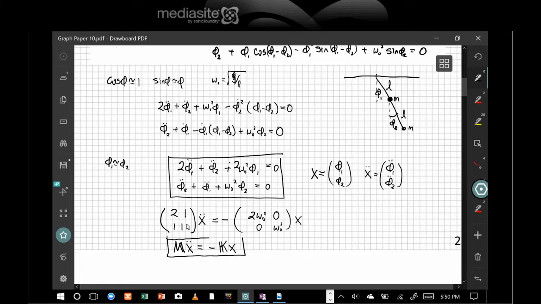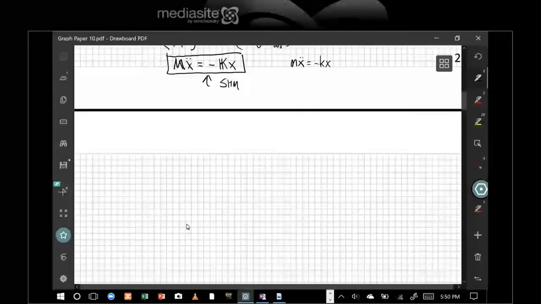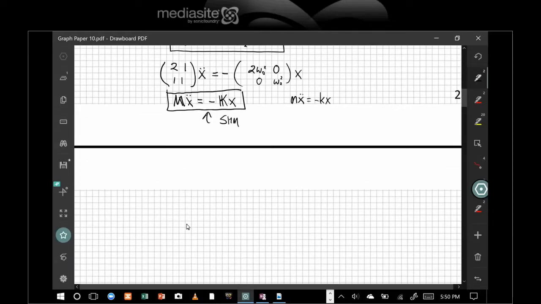That equation looks like simple harmonic motion. Remember, in simple harmonic motion for one-dimensional motion, we showed that m x double dot is equal to minus k x. Here we have an equation that looks like simple harmonic motion, but it's coupled. So since it looks like simple harmonic motion, why don't I just try a solution of simple harmonic motion and see if that solves the problem, and see if I get some simple equations from that.